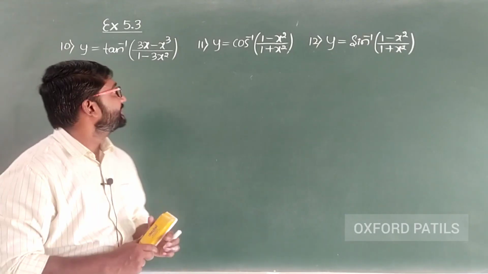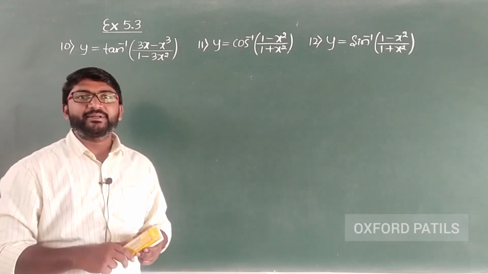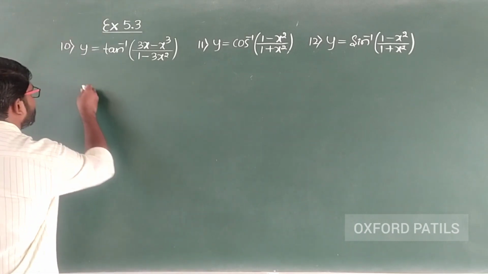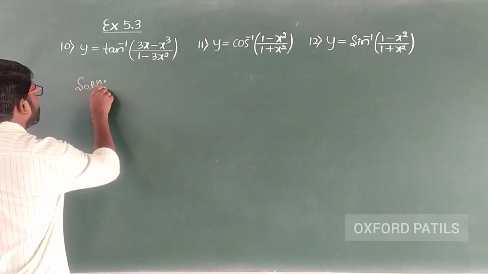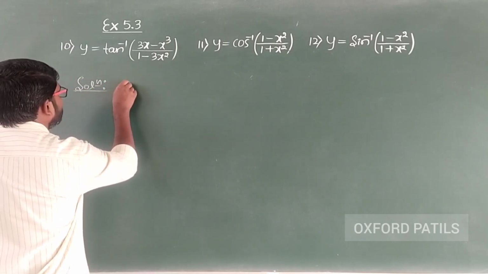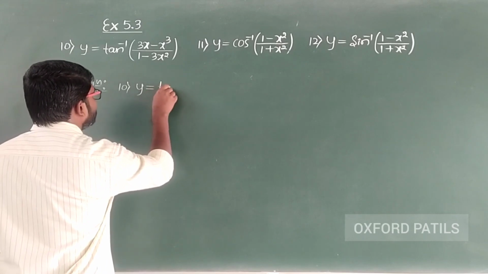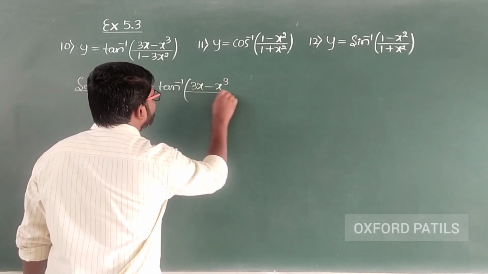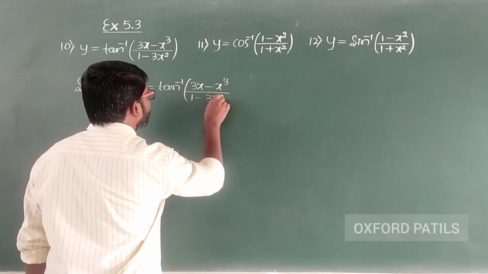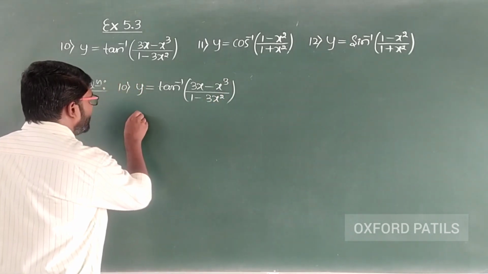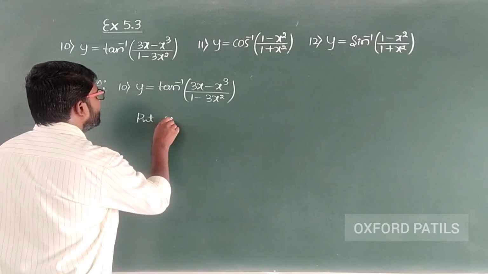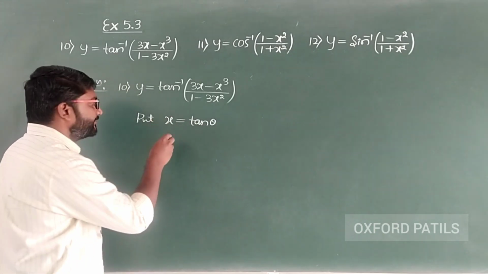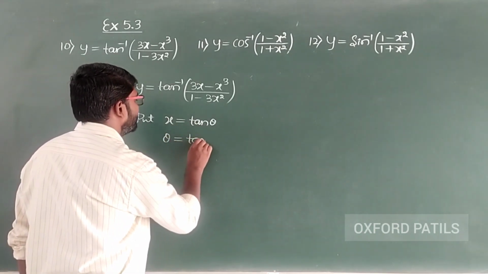Well, the next question is the 10th one, y is equal to tan inverse of inside the bracket 3x minus x cube divided by 1 minus 3x square. So again we have to solve this by substitution. So here I will be taking x as tan theta. So 10th one, y is equal to tan inverse of 3x minus x cube divided by 1 minus 3x square. So now put x equal to tan theta. Then from this theta will be tan inverse x.